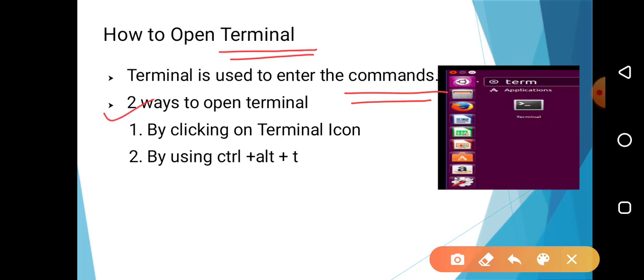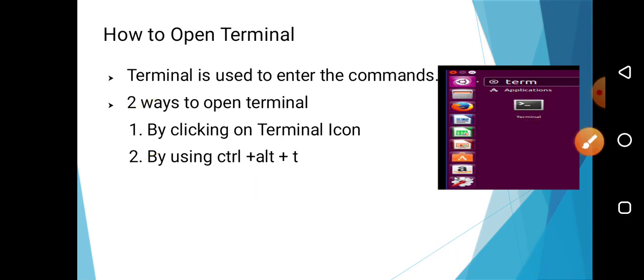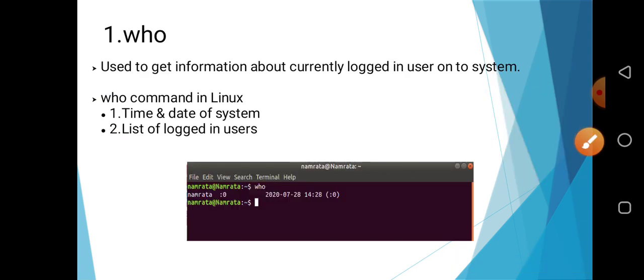There are two ways to open the terminal. First, click on the terminal icon, and second, use the key combination Ctrl+Alt+T simultaneously. Once the terminal opens, type the required command and you will get the output on the screen. Let's start our basic terminal commands.